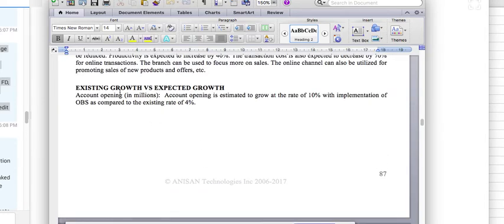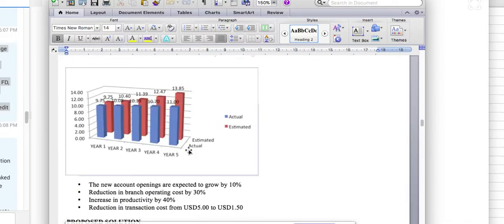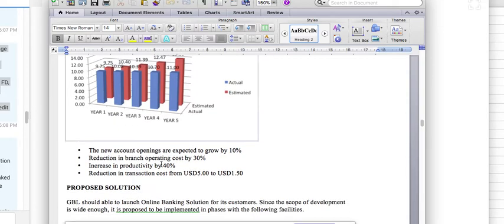Then we talk about the existing growth versus expected growth, right? Existing growth means without the online banking solution, expected means with the online banking solution. So you may say what the current operating model is, the growth with that current operating model, and the growth with the future operating model. This is a graph representation which shows you the actual growth, and this one shows you the estimated one. If you see the first year, second year, third year, the growth is eventually becoming more, and the gap between them is becoming wider and wider, especially in the last year. It is very visible here, close to 4% actually, right? So this is what we talk about.